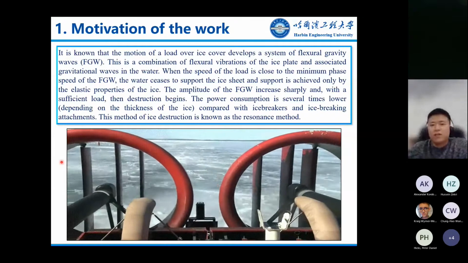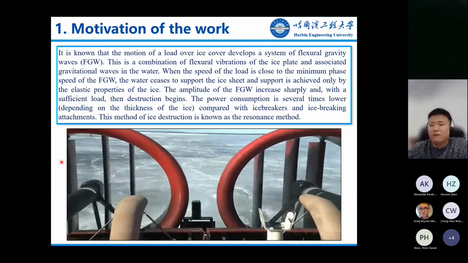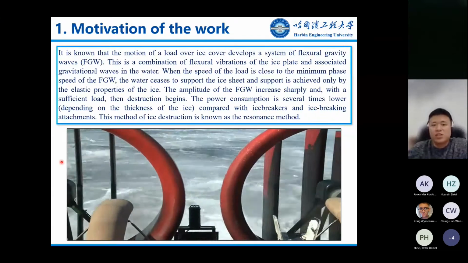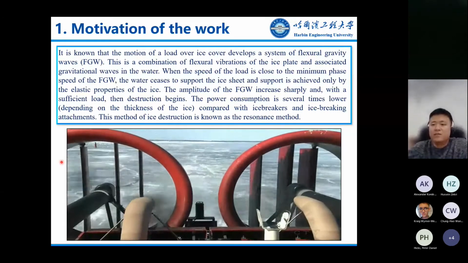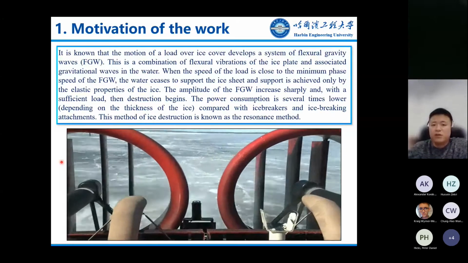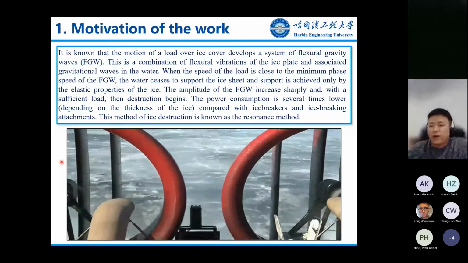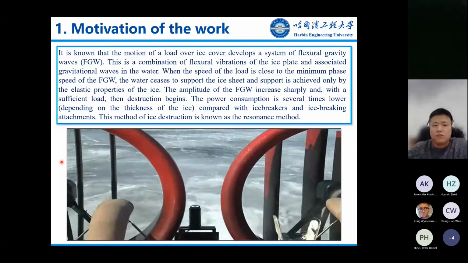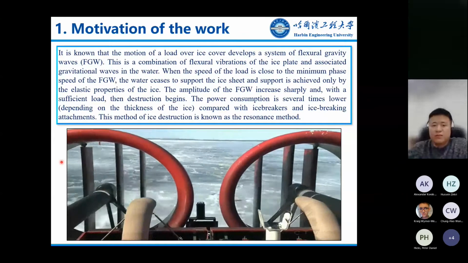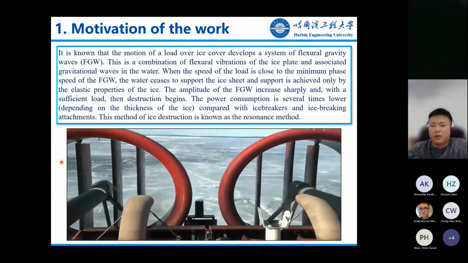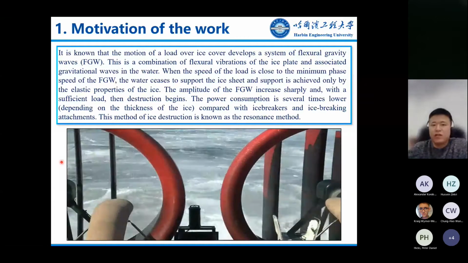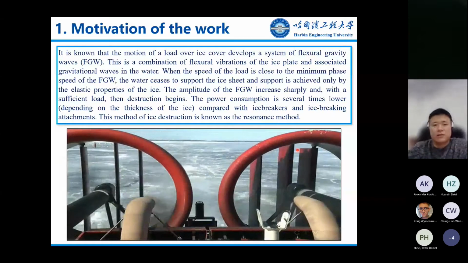When the velocity of the load is close to the minimum phase speed of the flexural gravity wave, the water ceases to support the ice sheet and support is achieved only by the elastic properties of the ice. The amplitude of the flexural gravity wave increases sharply, and with a sufficient load, destruction begins. The power consumption is several times lower compared with icebreakers and icebreaking attachments. This method of ice destruction is known as the resonance method.